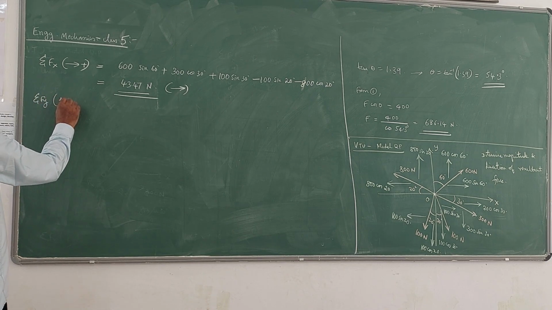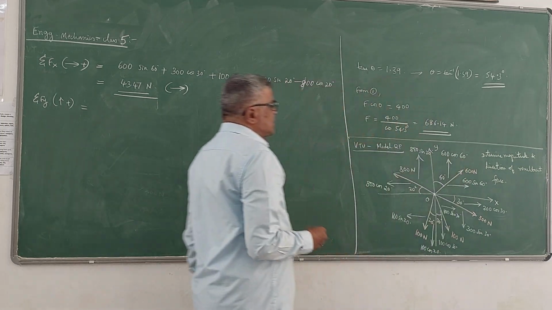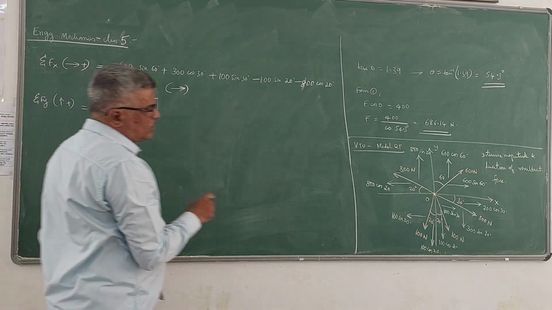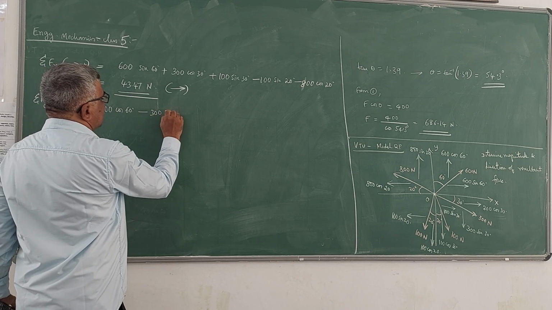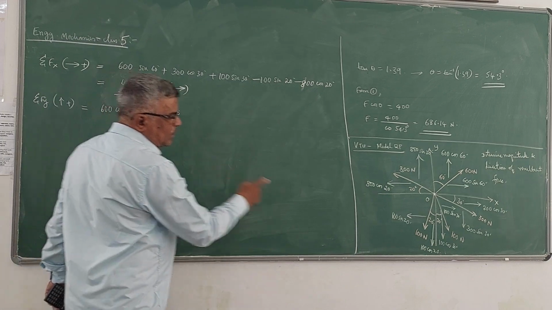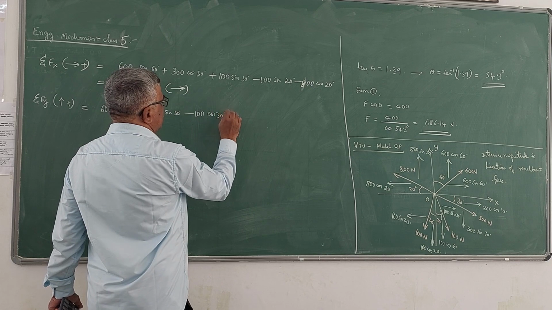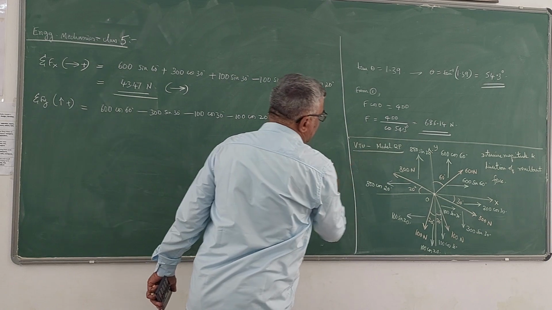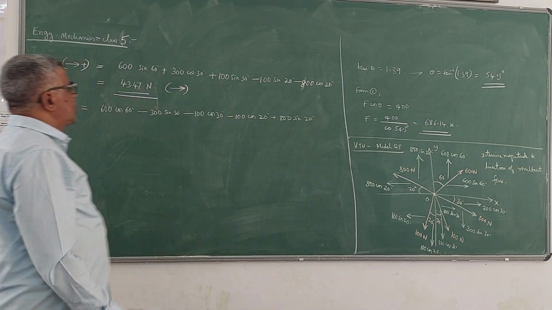Upward forces positive, downward negative. Once again, you take vertical components. 600 cos 60 is positive, upwards. Then you have 300 sin 30 negative, downwards. Then you have 100 cos 30 negative, and 100 cos 20 is also negative. So minus 100 cos 30 minus 100 cos 20. Then you have plus 800 sin 20. So these are the algebraic sum of vertical components.